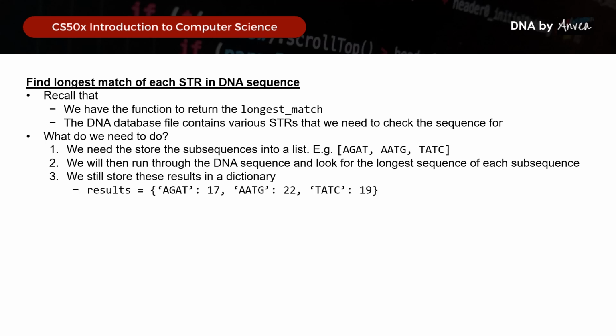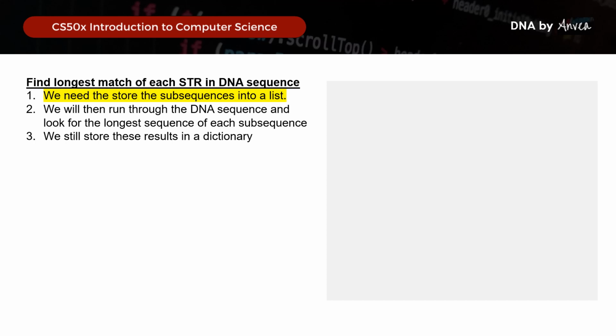For example, the dictionary that I will store my results in will be called results, and this is an example of what it will look like. So let's work on each step now. We need to store the subsequences into a list.